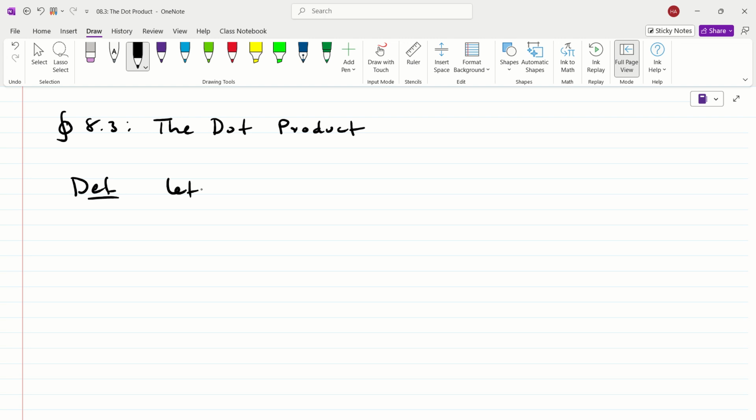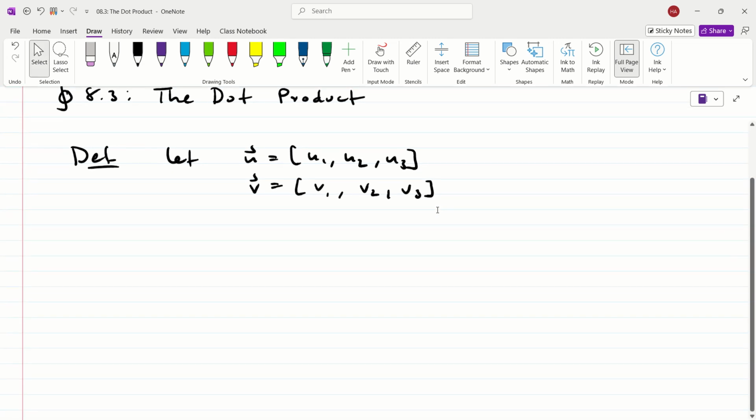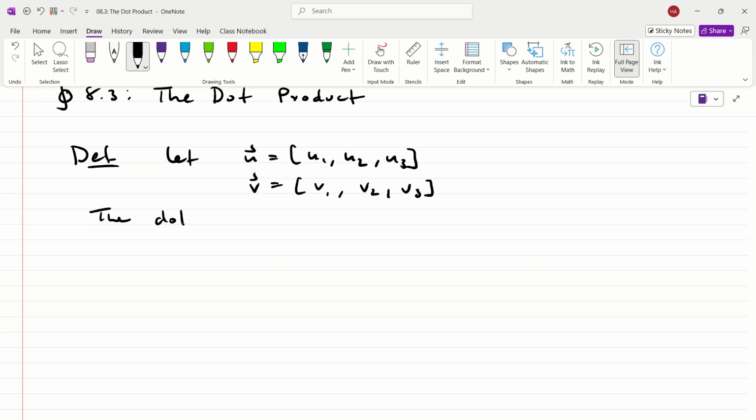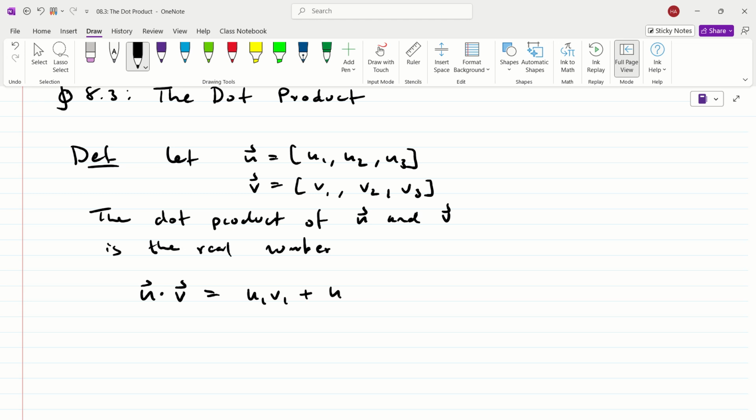Suppose that you have two vectors. Let's call them vector u with components u1, u2, u3, and v made up of elements v1, v2, and v3. The dot product of u and v is the real number given by the following computation. So u dot v is equal to u1 times v1 plus u2 times v2 plus u3 times v3.